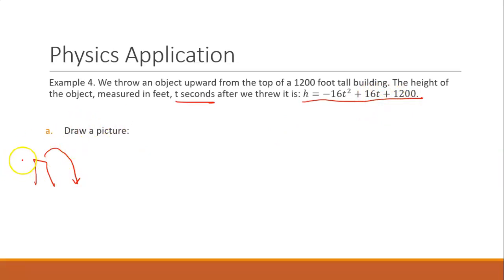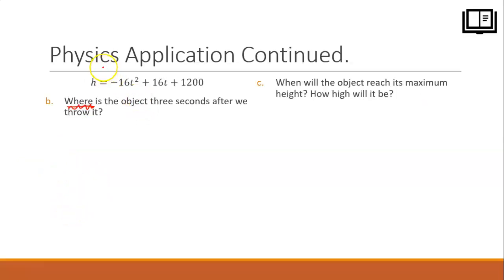So what we've got is this 1,200-foot tall building. Here's our vertex up here at the top. Here's where the height equals 0 when it hits the ground. So the first question asks, where is the object 3 seconds after we throw it? That's telling us that the time is equal to 3. We don't know the height.